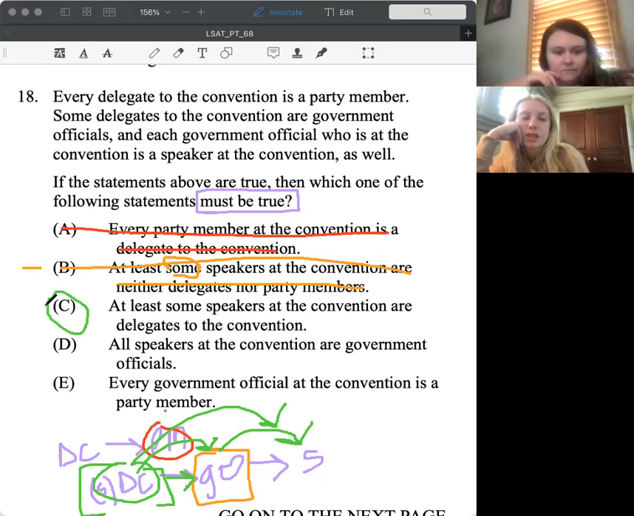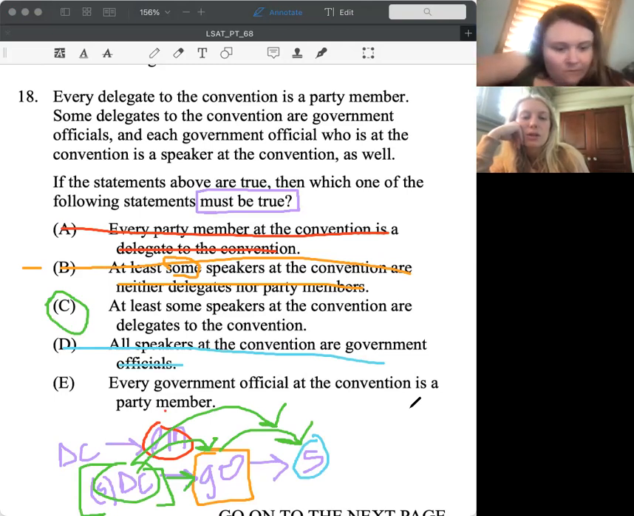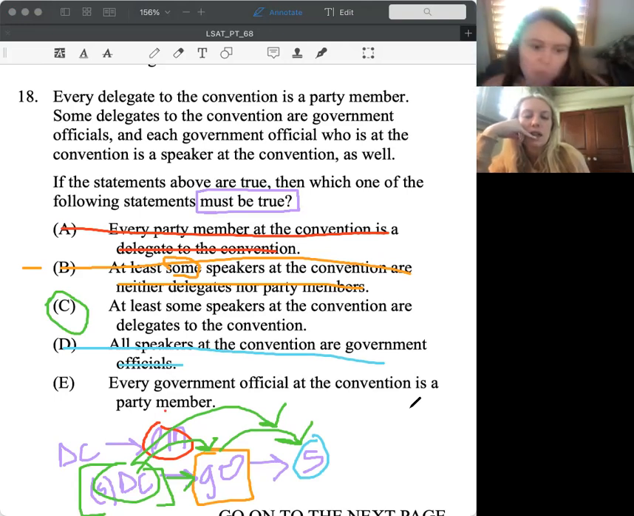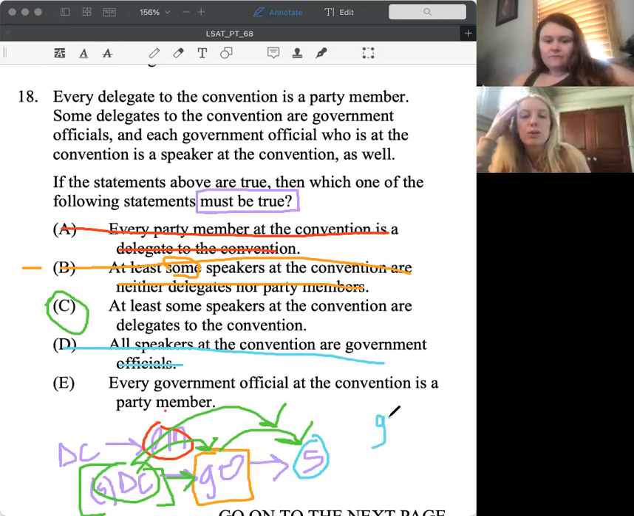What about D? All speakers at the convention are government officials. Well, again, that's an incorrect reversal. Yeah, there could be many speakers that are not. And then E, every government official at the convention is a party member. Again, we can't say that because we only know that at least one delegate to the convention is a government official. And even though all delegates to the convention are party members, we can't say for certain that every government official is a party member, because we can't say that every government official is a delegate at the convention.